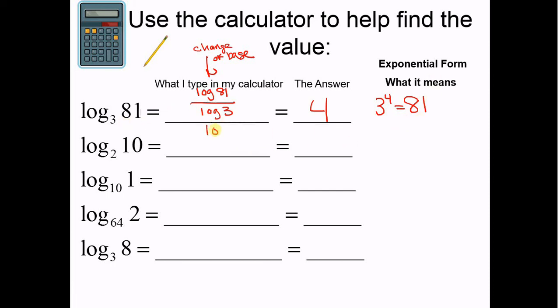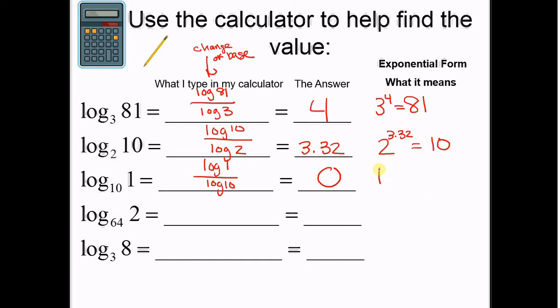What about this one? We're going to have log of 10 over log of 2, which does not come out nice by any means. It's 3.32. So that means 2 to the 3.32 equals 10. Approximately 10. Not a perfect 10, but approximately. This one, we're going to go log of 1 divided by log of 10. You will get 0 for that one. Makes sense, though. If you go 10 to the 0, that does equal 1, because remember, anything to the 0 power was equal to 1.